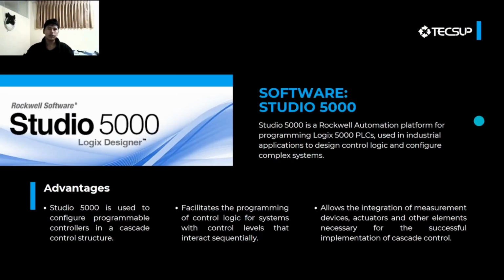Software: Studio 5000. Studio 5000 is a Rockwell Automation platform for programming Logix 5000 PLCs used in industrial applications to design control logic and configure complex systems. Advantages. Studio 5000 is used to program controllers in a cascade control extrusion. It facilitates the programming of control logic systems with control levels. It allows integration of measurements, devices, and all the elements necessary for the successful implementation of the control.